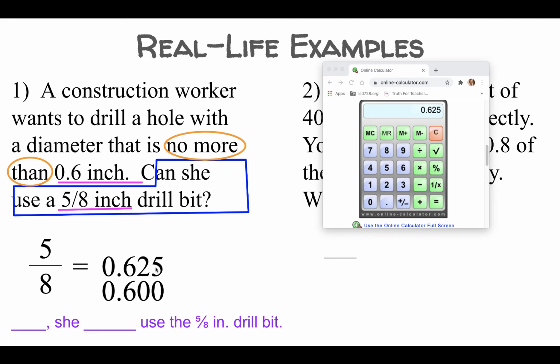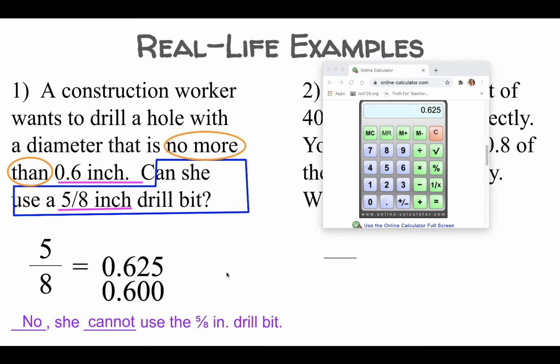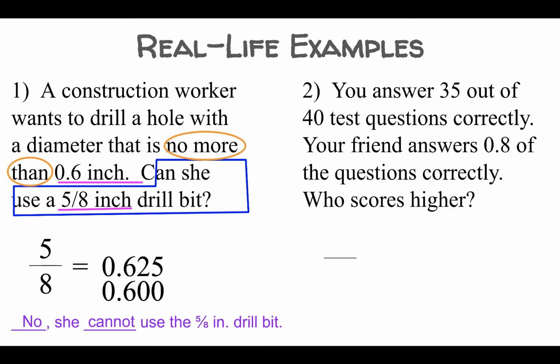2 has more of a value. So the drill bit is too big for what she's looking for, right? The drill bit gives you 625 thousandths. She's looking for 600 thousandths or 6/10 of an inch. So no, she cannot use the 5/8 inch drill bit. Go ahead and pause the video, work on number 2, come back and check your answer with mine.